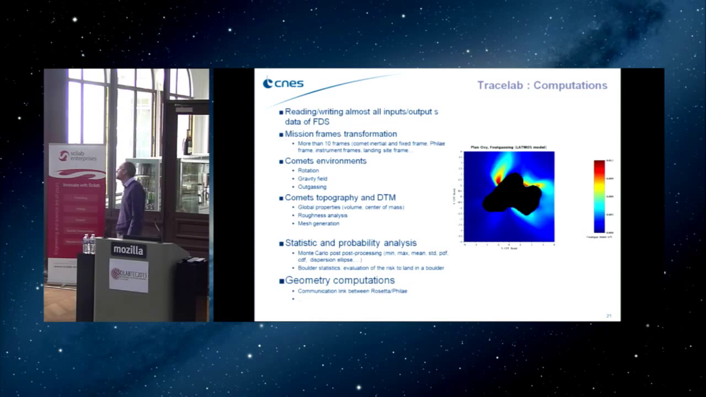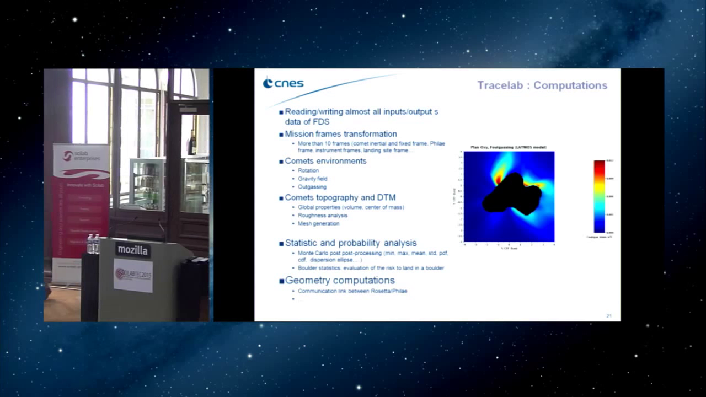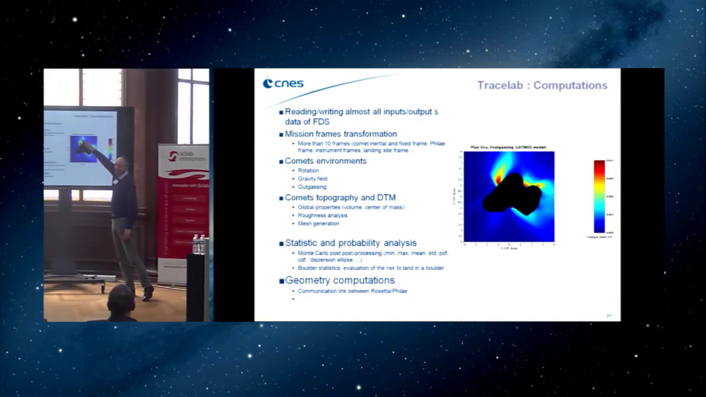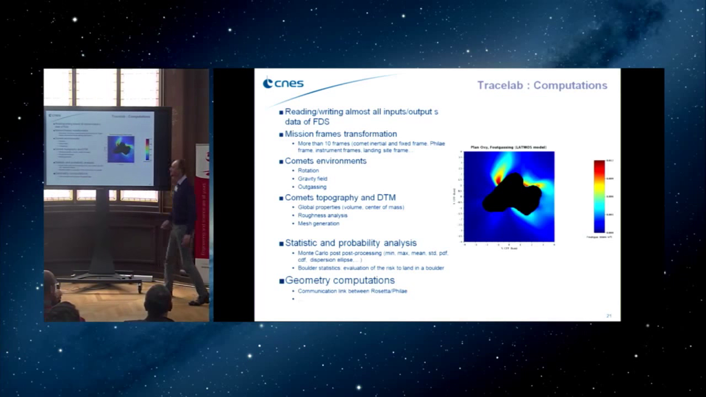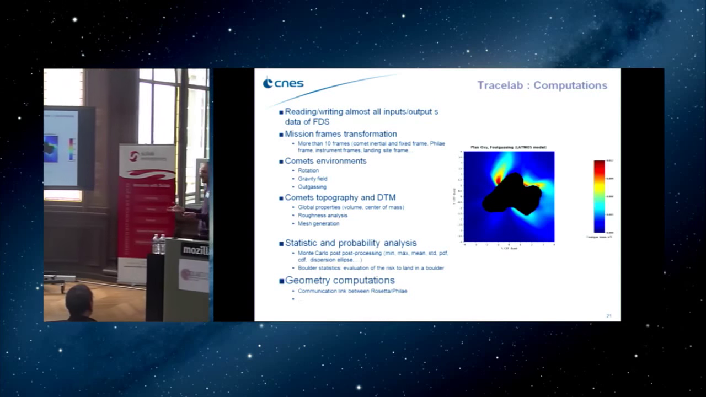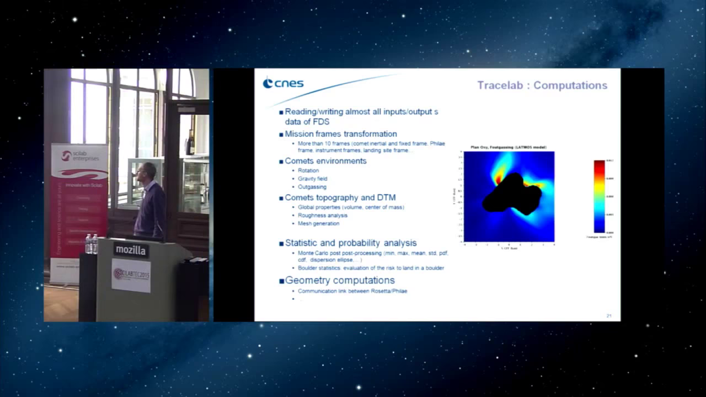We are able to analyze the comet environment. So we receive the rotation model, gravity field, outgassing, and we can produce some analysis to validate this model to see that there is no major problem. You have a typical example here. It's a model of outgassing. So you see the profile of the comet, and that's the acceleration created by the outgassing of the comet. So we are doing this kind of visualization and processing to check that the model is correct.